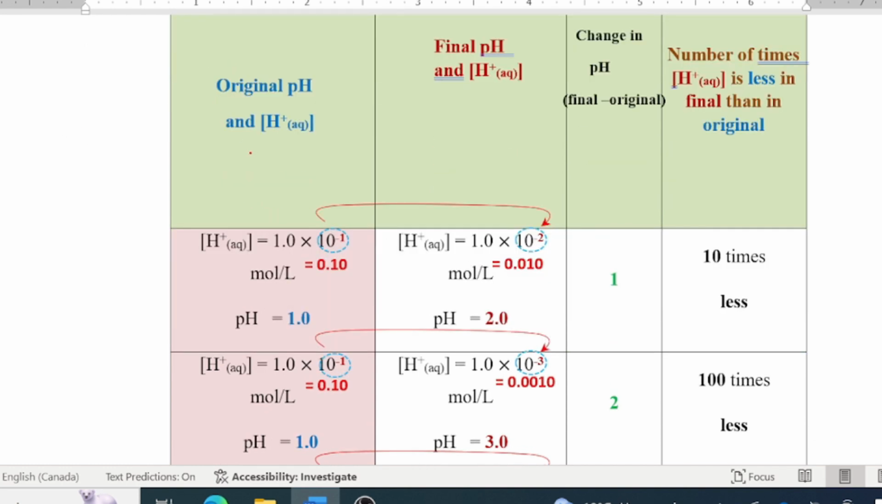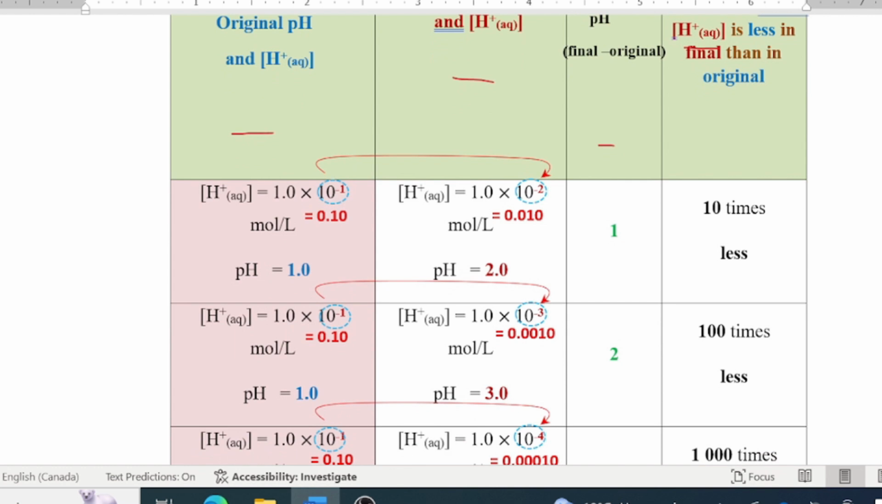This is the original pH and hydrogen ion concentration in this table here. And they're showing you when you dilute it, there's a final pH, and what is the change in pH, and the number of times the solution is less concentrated in H plus than the original one. So let's do the first one as an example, right?